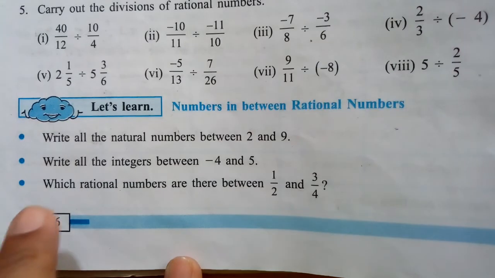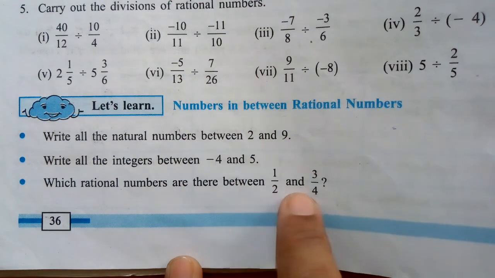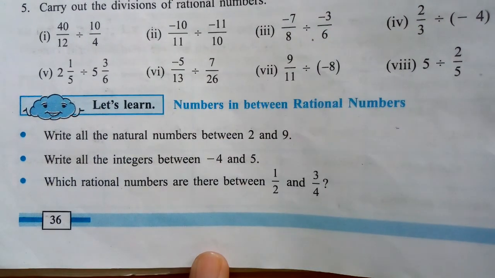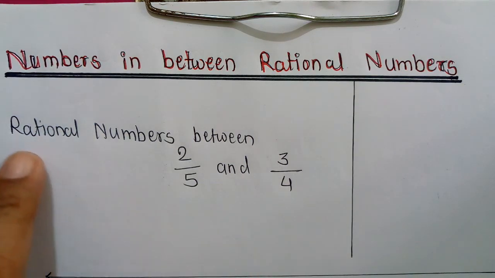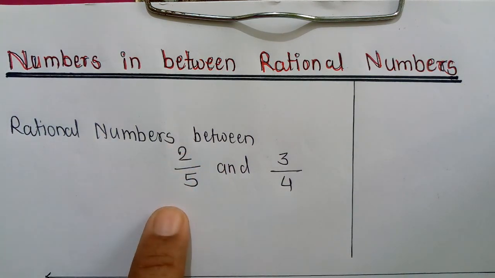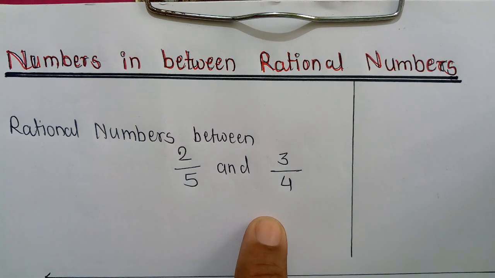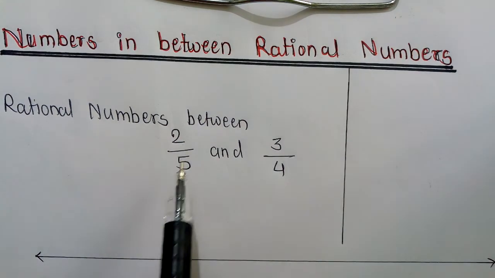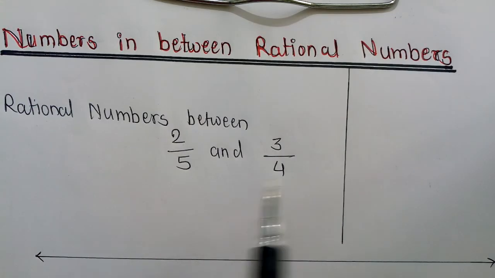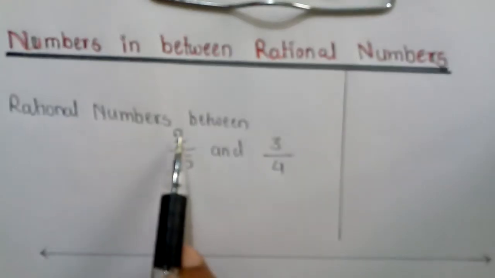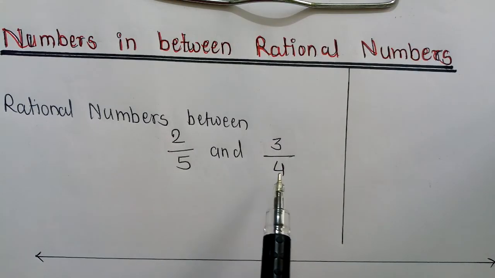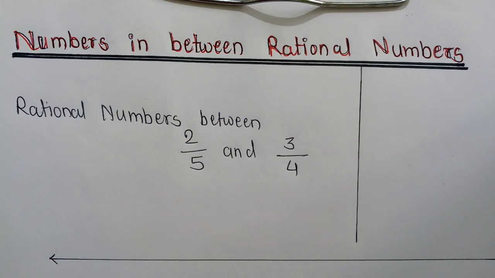So if the question is asked which rational numbers are there between 1/2 and 3/4, then how can we find out? Here is one more question I have given: rational numbers between 2/5 and 3/4. So how will we find out? For finding rational numbers between two rational numbers, we first have to make the denominators equal. See, the denominator of this fraction is 5 and the denominator of this fraction is 4. How will we make them equal? You know the steps for making denominators equal.